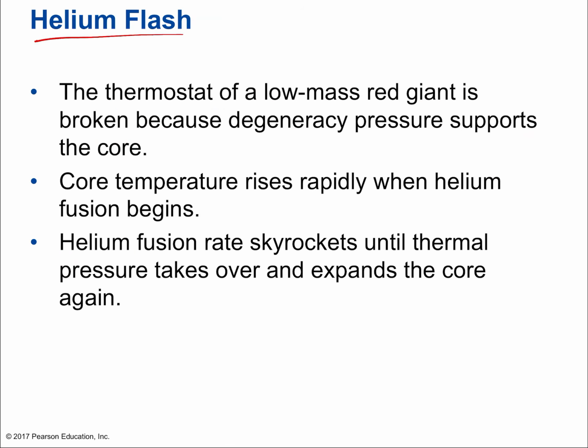So the thermostat of a low-mass red giant is broken because degeneracy pressure supports the core. The core temperature rises rapidly when the helium fusion begins, and the helium fusion rate skyrockets until the thermal pressure takes over and expands the core again. All right, because once it's less compact, then the fusion rate won't be so dramatic. So that core that's been collapsing will actually fill back in, filling in low density space within the center of the star.